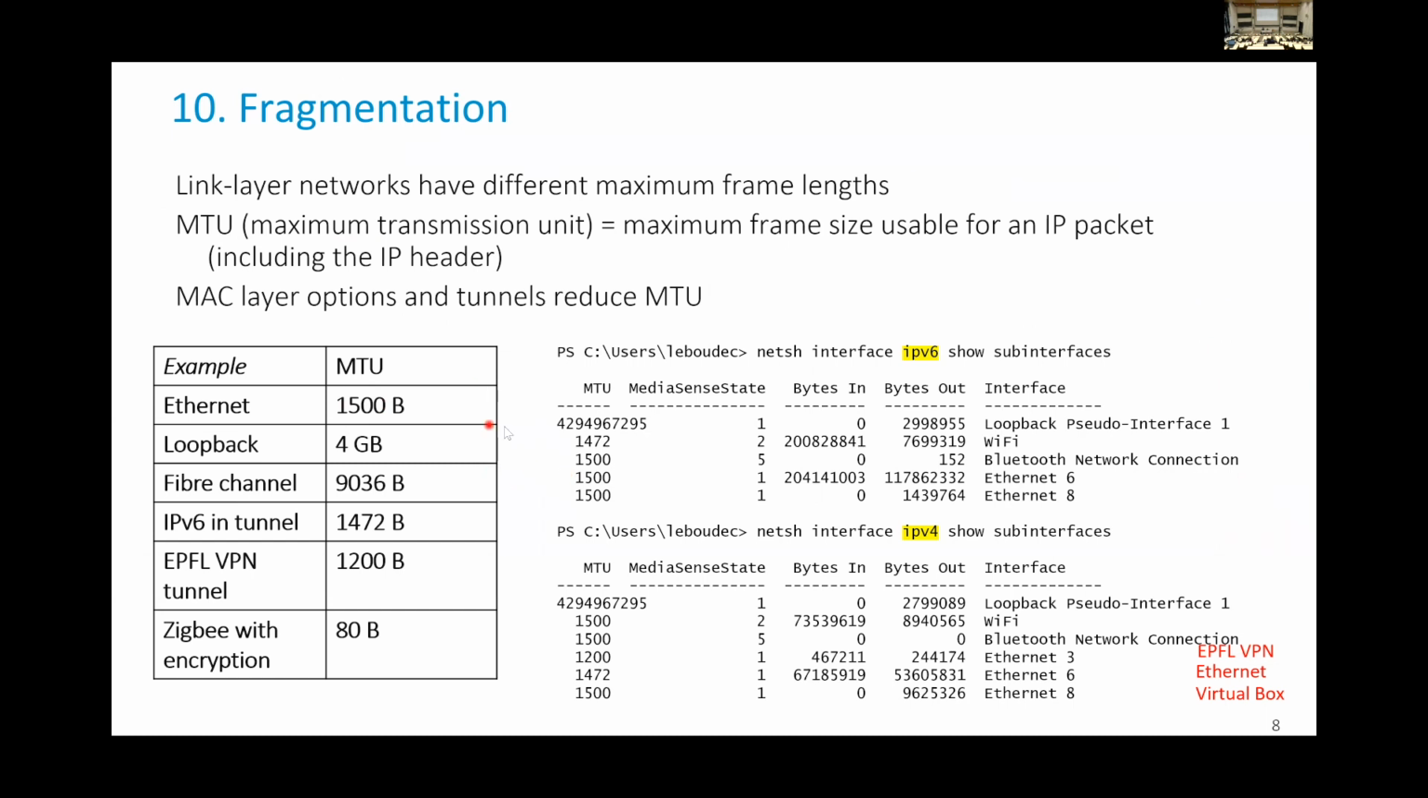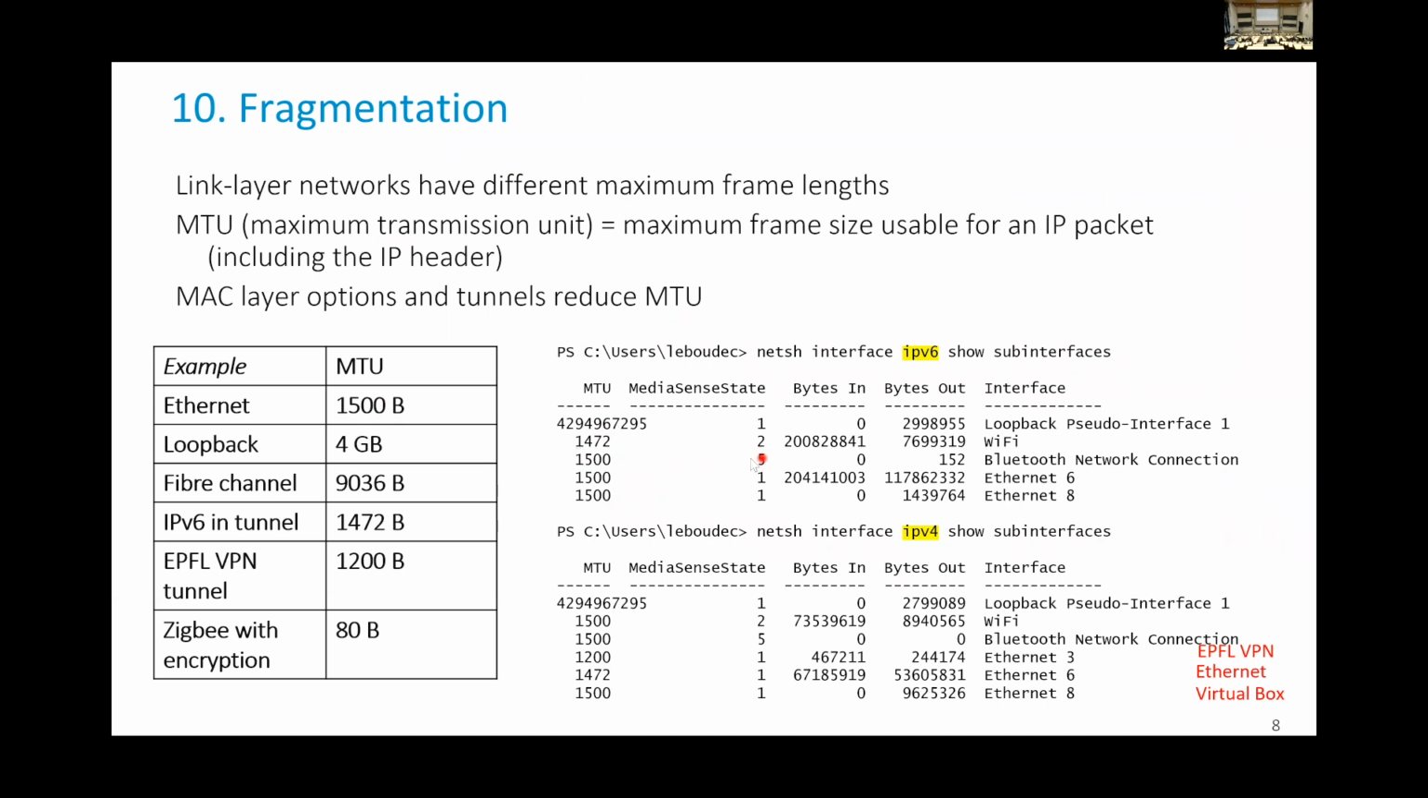So first thing is that an interface here must have a packet size which is not always the same. Here I'm showing on my machine at some point when that was a Windows machine. Here I'm showing three interfaces that have different packet size.